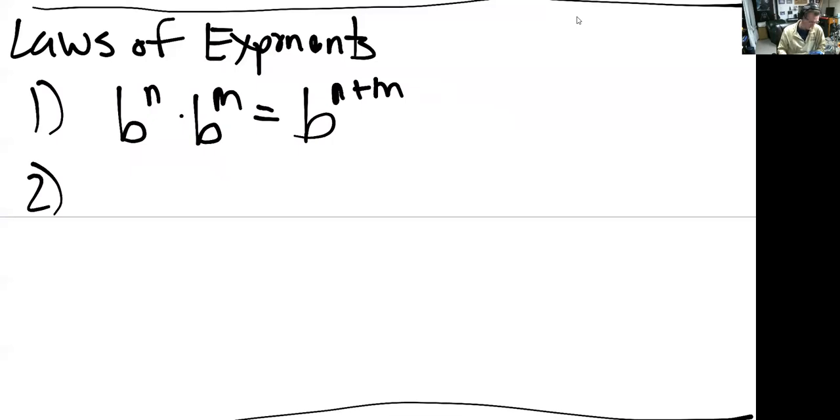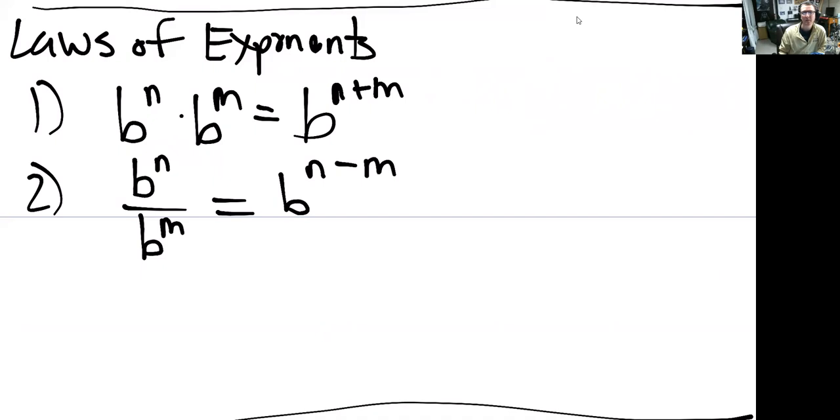Second law is what to do if you've got a fraction of exponentials with the same base. Well, you might guess that instead of adding, we're going to subtract, and you would be right, because multiplication and division are inverse operations. So when you multiply something, you can undo that by dividing it. So if exponentials are multiplied together and that results in adding the exponents, then maybe we could divide to subtract the exponents. That's exactly what we do. So we have b to the n, that's the exponent of the top exponential, minus m, that's the power of the bottom exponential.